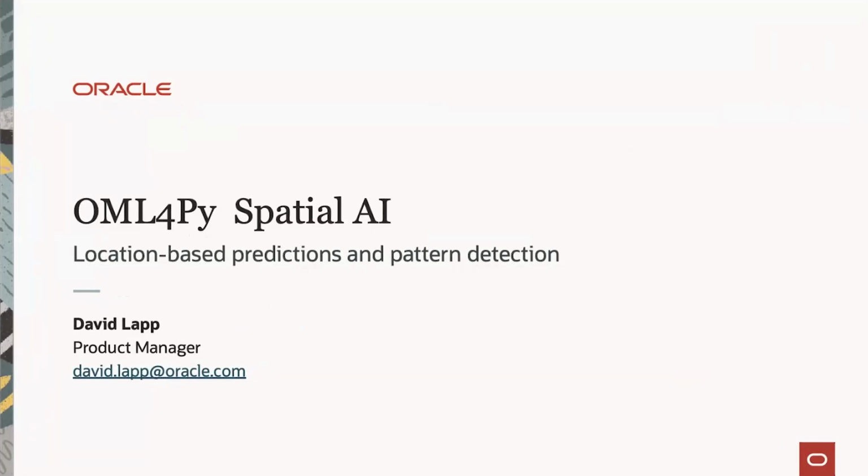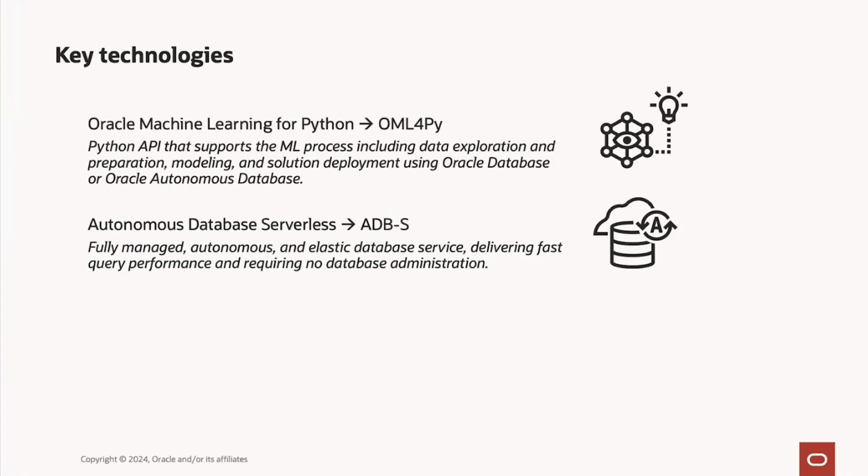So this is all about the spatial features in Oracle machine learning for Python, and the new capability, the new offering is Spatial AI. So when you hear us at Oracle start to talk about Spatial AI, what that is, is a set of capabilities within Oracle machine learning for Python, and it allows you to detect patterns and make predictions, all based on spatial algorithms.